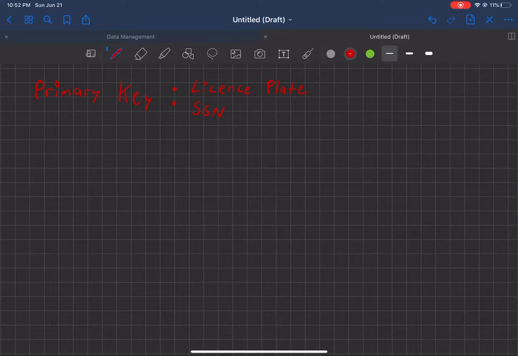But I just want to talk about some keys, the primary keys and foreign keys, which are very important things to know if you plan on taking care of a database. So what is a primary key? A primary key is a way to uniquely identify something in your database.